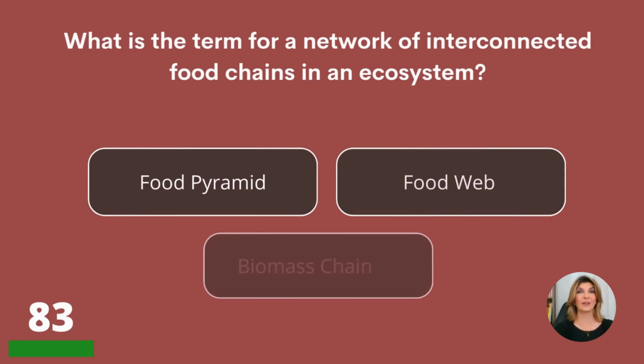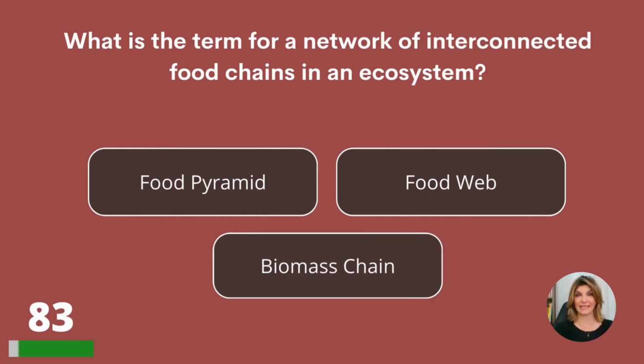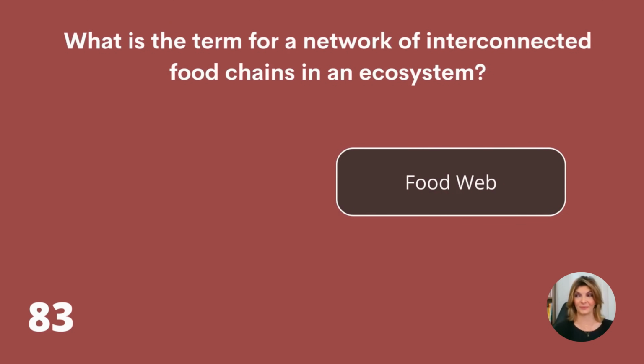What is a term for a network of interconnected food chains in an ecosystem? Food pyramid, food web, or biomass chain? Food web.